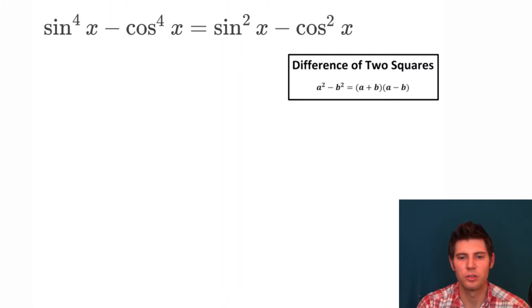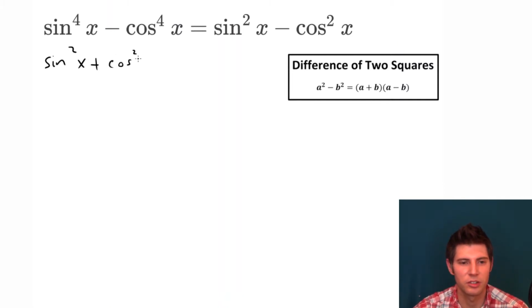So if you remember a difference of 2 squares, if you have a perfect square minus a perfect square, it breaks down into, in this case, a plus b, a minus b. So the square root of sine to the fourth is sine squared. So I'm going to rewrite this as sine squared x plus, and the square root of cosine to the fourth is cosine squared x. And that was this first piece, the a plus b.